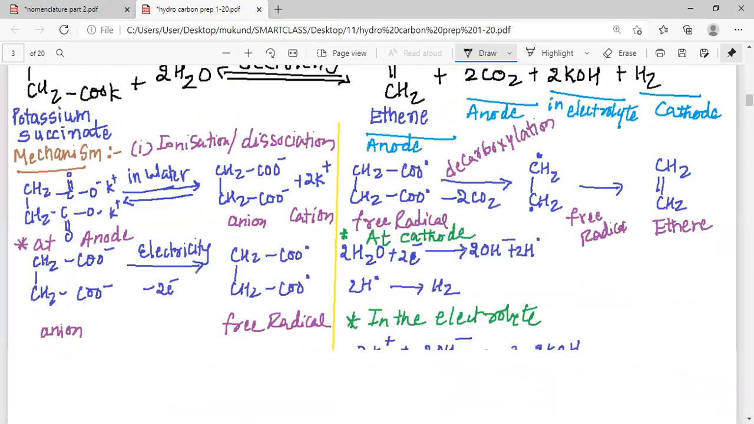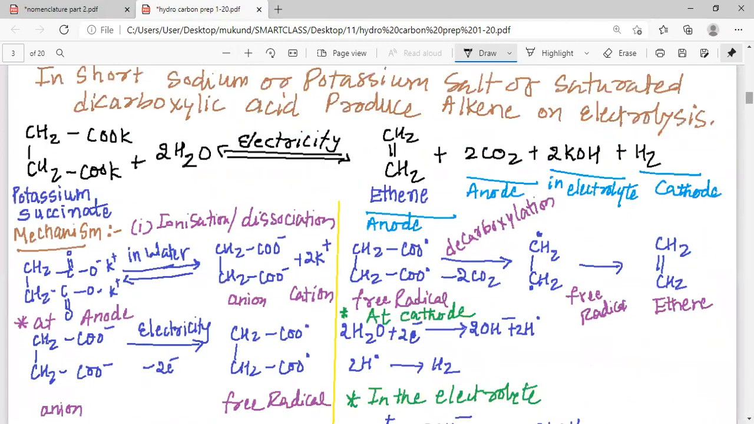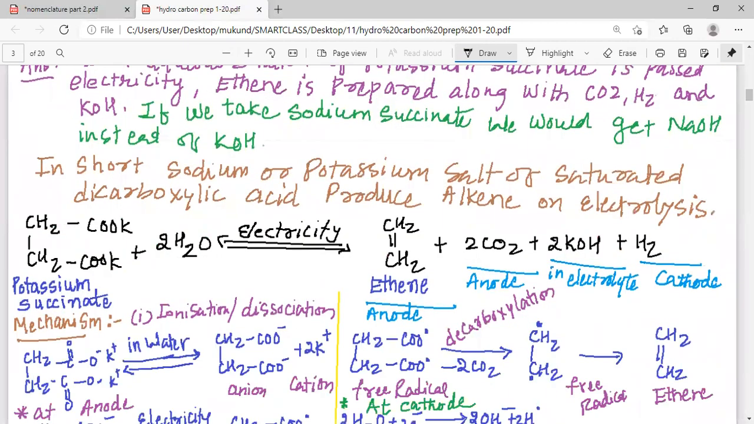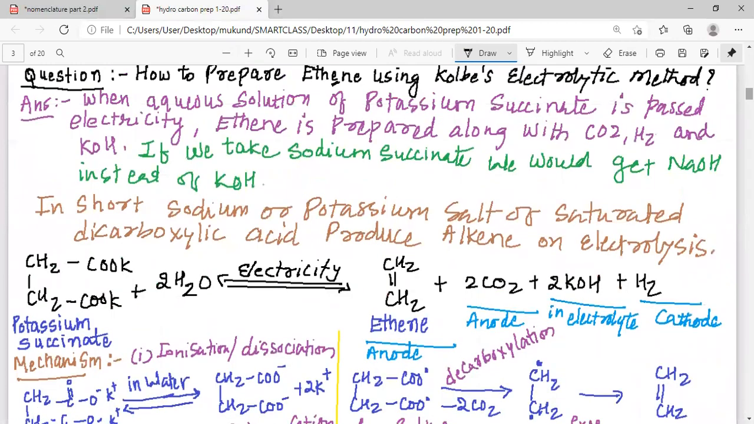Now we have the next question. Let us look at the next question, my dear students. How to prepare ethane using coal-based electrolytic method? Sorry, it is ethene. So let me read the question once again. How to prepare ethene using the Kolbe's electrolytic method? So let us understand the answer.